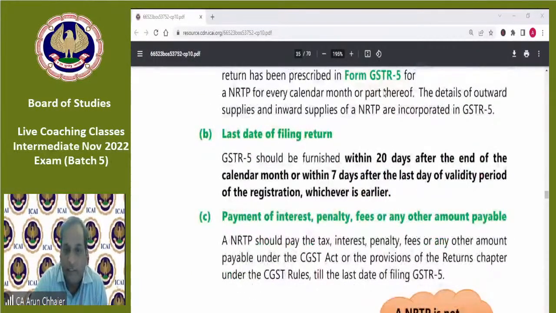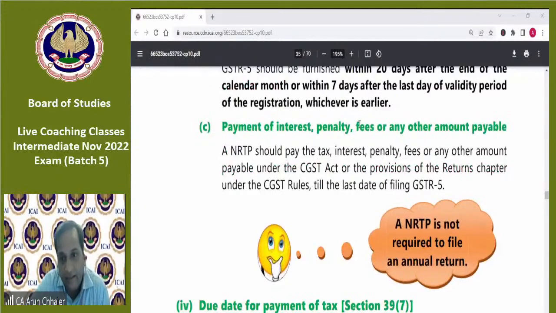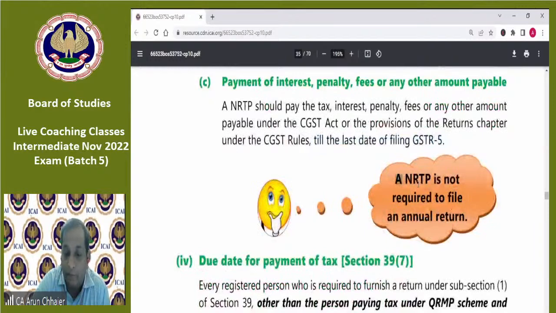Last date to file the return: within 20 days after the end of the calendar month or within 7 days after the last day of the validity period, whichever is earlier. Payment of interest, penalty, fees or any other amount payable: the NRTP should pay the tax, interest, penalty, etc. till the last date of filing the return. But please remember, NRTP is not required to file the annual return.